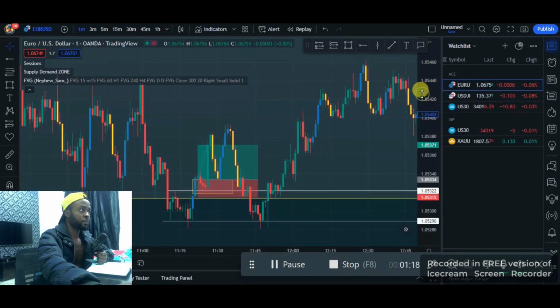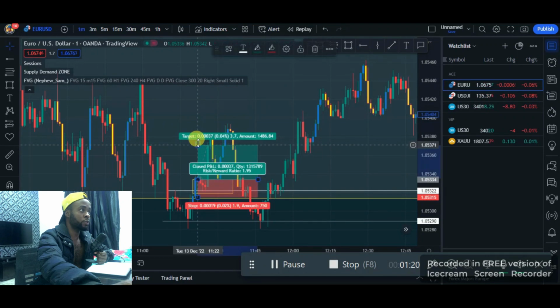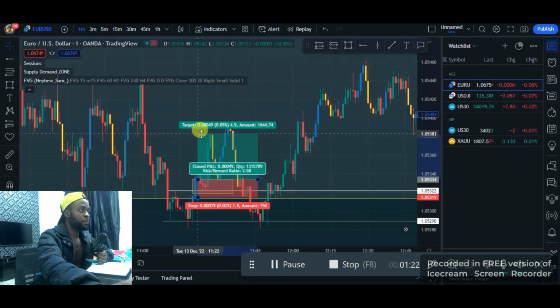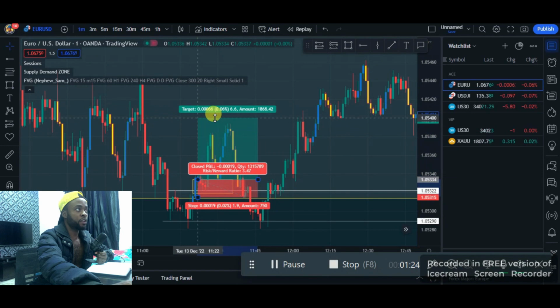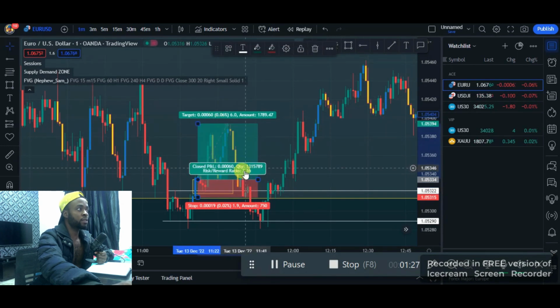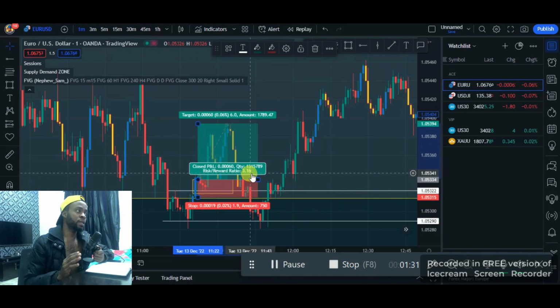And our take profit will be a 1 to 1.5, a 1 to 2, a 1 to 3. It depends on what you want, a 1 to 2.5. But you can see this trade went for a 3.16 to 1 on just this one trade. This is how easy the strategy is. Very easy and very effective.